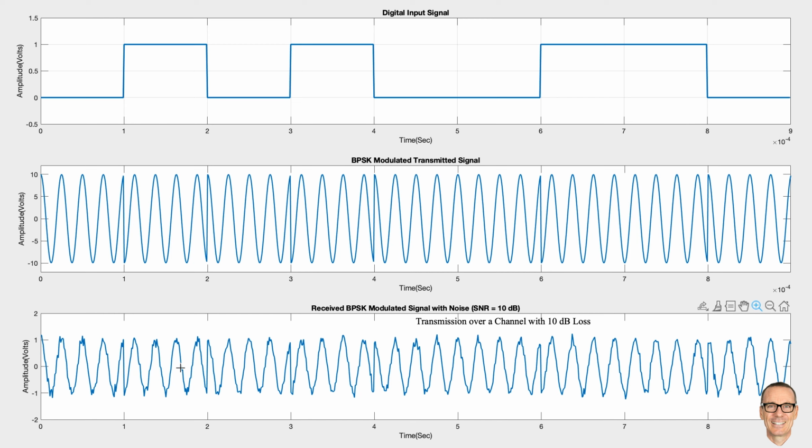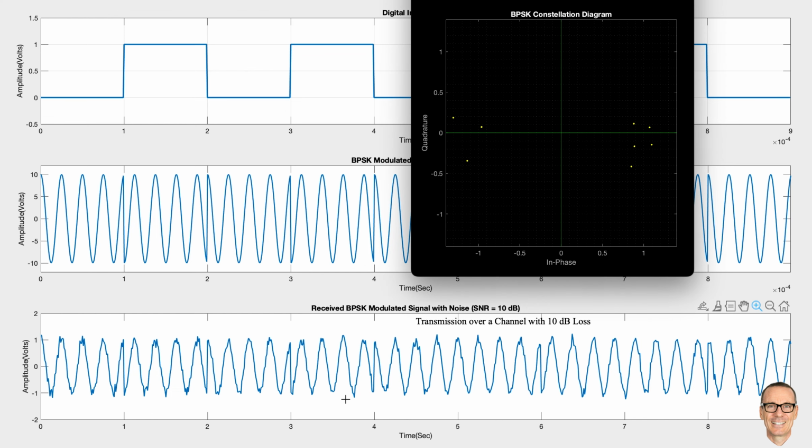Now at the receiver, there's more effect from noise, and you can see that the signal is no longer a nice clean cos wave. The detector's challenge is to take this waveform and try to decide whether it was a cos wave or a negative cos wave. I think you can see for 10 dB SNR, it probably isn't too hard to achieve that. And if we look at the constellation diagram, we can see now the dots are no longer at +1 and -1. They are scattered around due to the noise in this waveform.